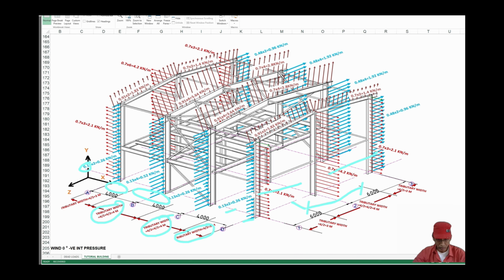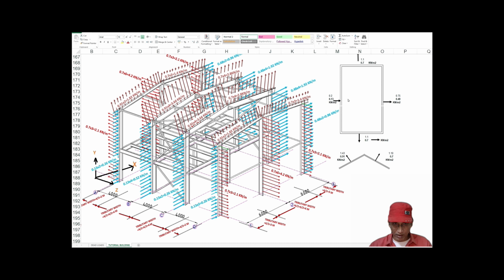Now let us discuss how the wind load which we have worked out is to be applied in a structural model that has been developed in STAAD Pro. The figure on the right side shows what we have worked out for wind with 0° incidence. The figure on the left side shows how these loads are to be applied on a STAAD Pro model.